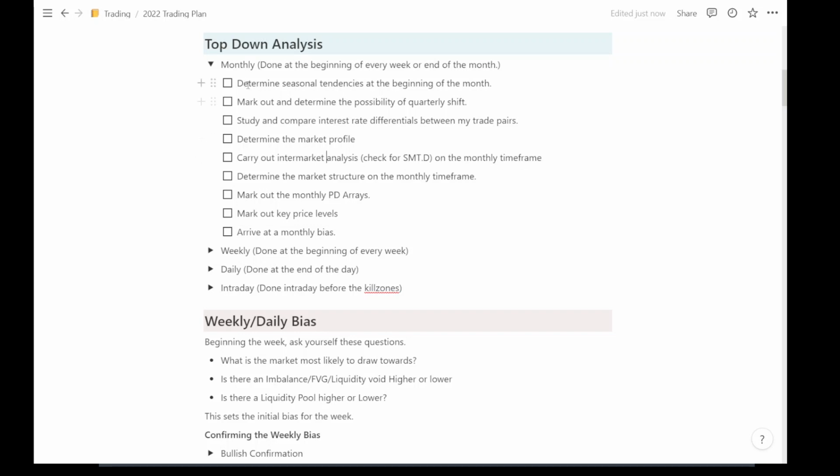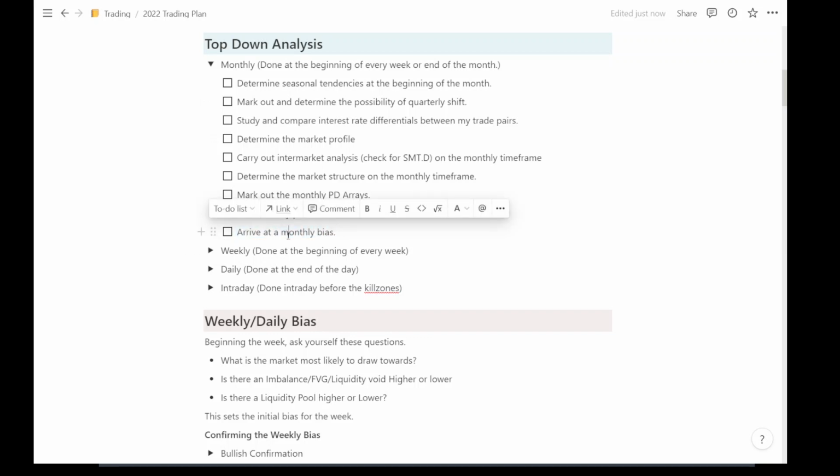Okay, so the most important thing I look for in the monthly time frame is the SMT divergence as well as the PDRAs. Okay, so I'm going to mark out the monthly fair value gaps, the monthly order blocks and all relevant PDRAs on the monthly time frame. Okay, then I try to arrive on the monthly bias.